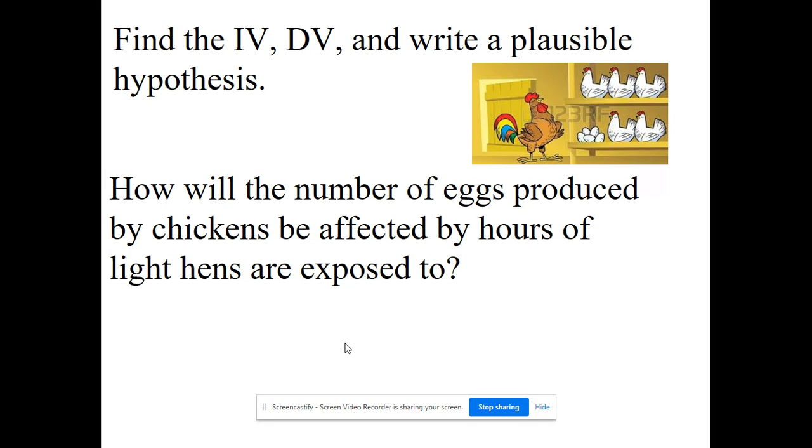The cause of the change is our independent variable, okay? And the effect we think is going to be on the number of eggs, and the effect is the dependent variable. We might come up with a hypothesis that if the hens are exposed to more daylight, then they will produce more eggs. So again, our if is followed by the independent variable, daylight, and the then should be followed by the dependent variable, which is the number of eggs.